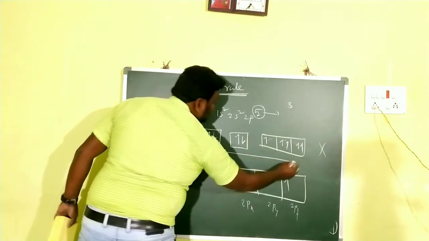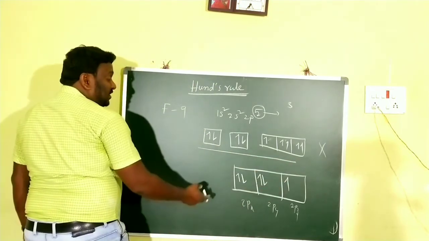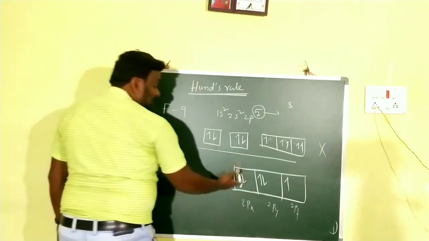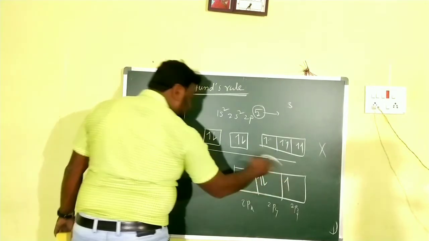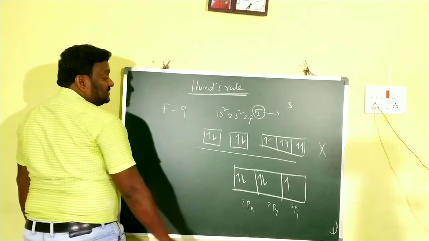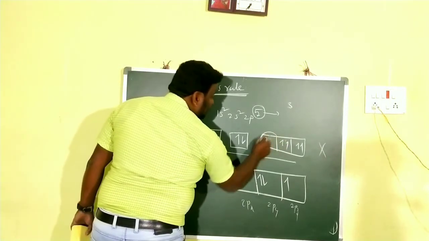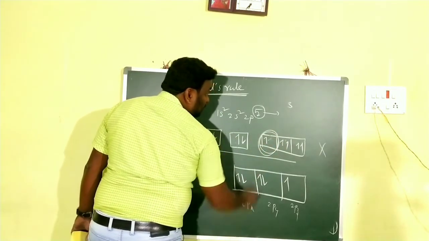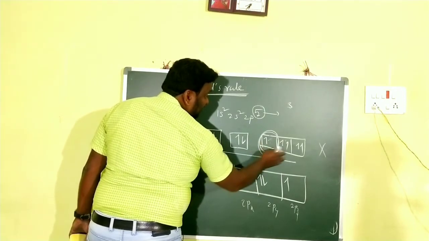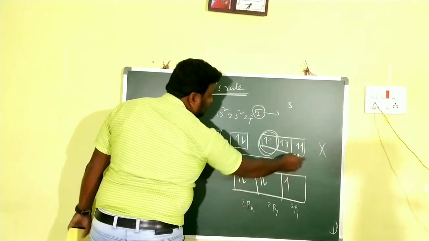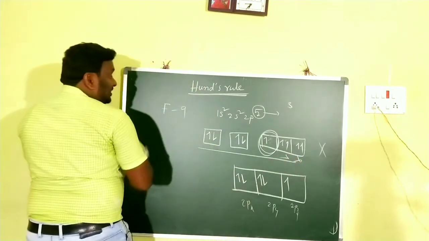The given configuration is wrong because according to Hund's rule, first every degenerate orbital should be filled with one electron. After that only, pairing of electrons takes place. In this case, what you observe is that 2px is not filled with a pair, but they paired in 2py and 2pz. That's wrong. Clear, children?